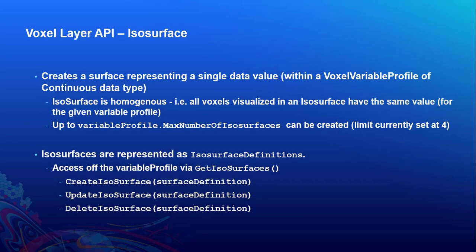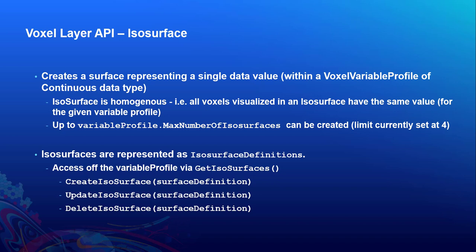On voxel layers, you can create isosurfaces. An isosurface is a surface that represents a single data value within a voxel variable profile of continuous data type. You cannot create surfaces for discrete data types. Every voxel that is visualized in an isosurface will have the same value. So the isosurface is homogeneous.